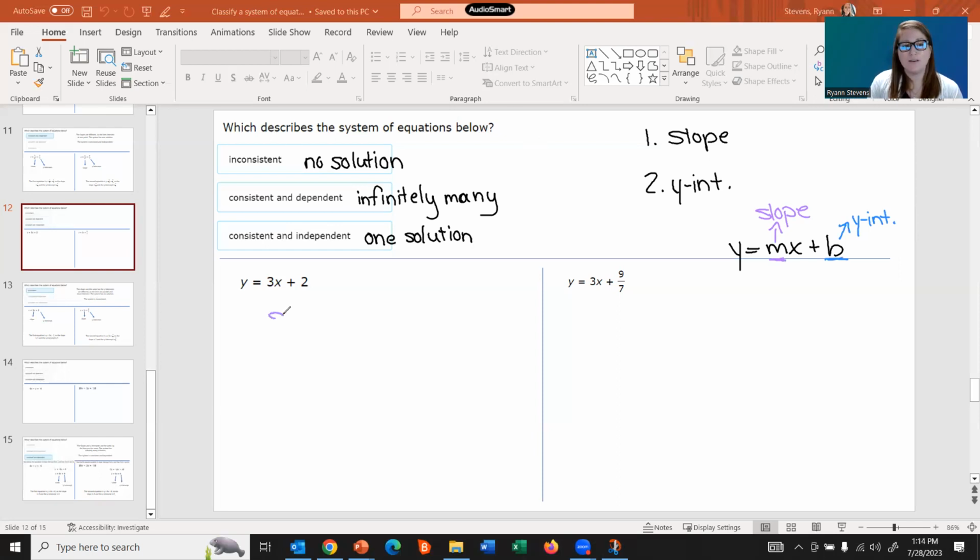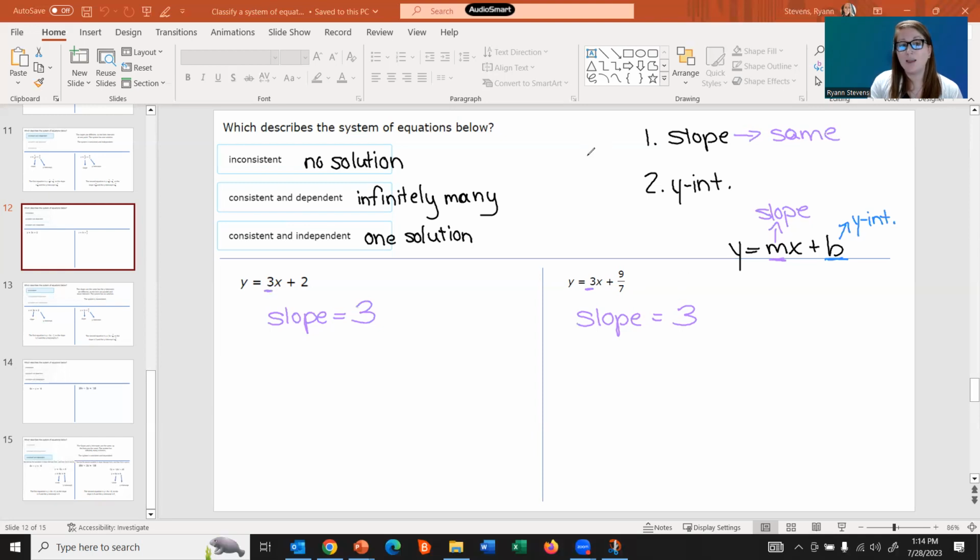So the first equation, we have y equals 3x plus 2. So for the slope of this line, we're going to look at that variable x, and we're going to see that the number in front of x is a 3. That is our slope. And then over here, we have y equals 3x plus 9/7. Again, we're going to look at that variable x, and we're going to see there's a 3 in front of it, and that is our slope. So we can see that the slopes of these lines are the same.